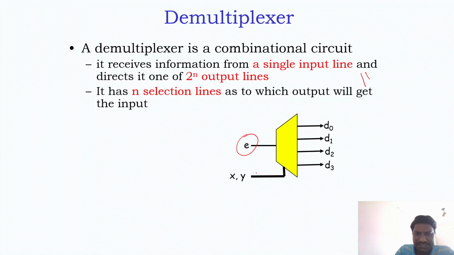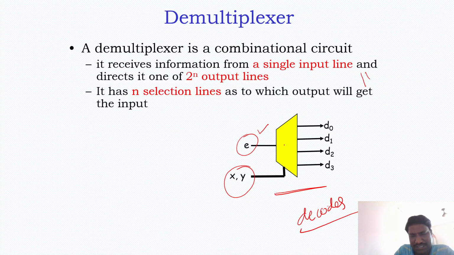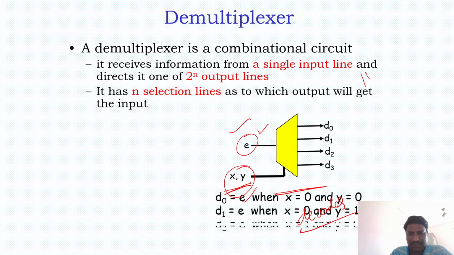Demultiplexer: enable input, selection lines. Same thing. This enable input itself is the enable. Selection lines are inputs, so they are also inputs. So it is same as decoder. In decoder we have enable input, we have inputs. Those inputs we are calling selection lines. That's all. There is not much change. So a decoder with enable input is nothing but demultiplexer. Clear? So this is the functionality we know.